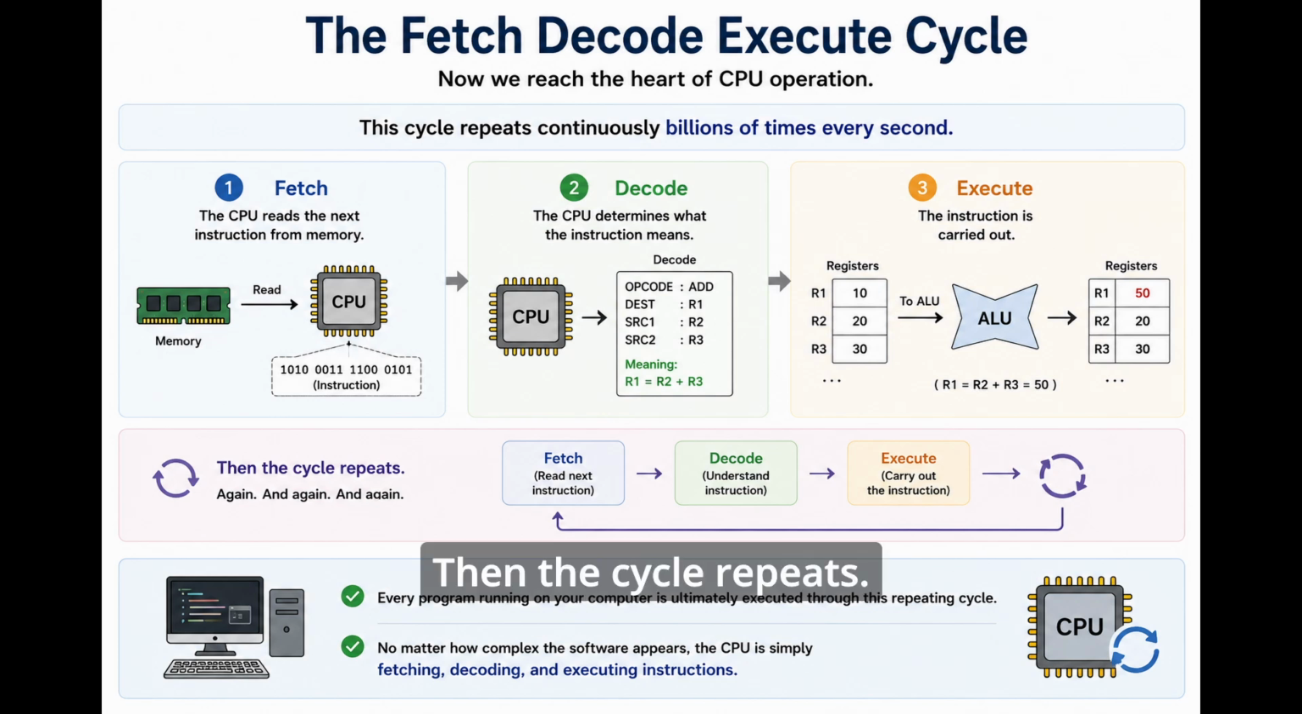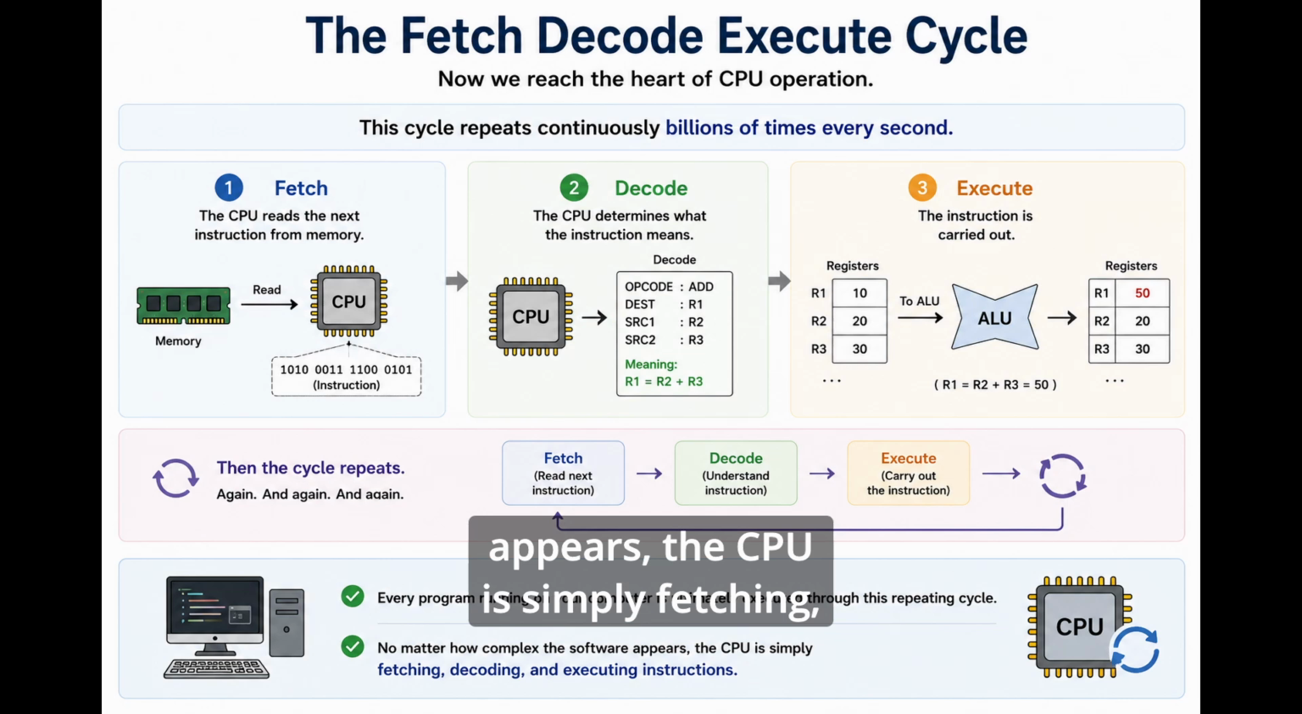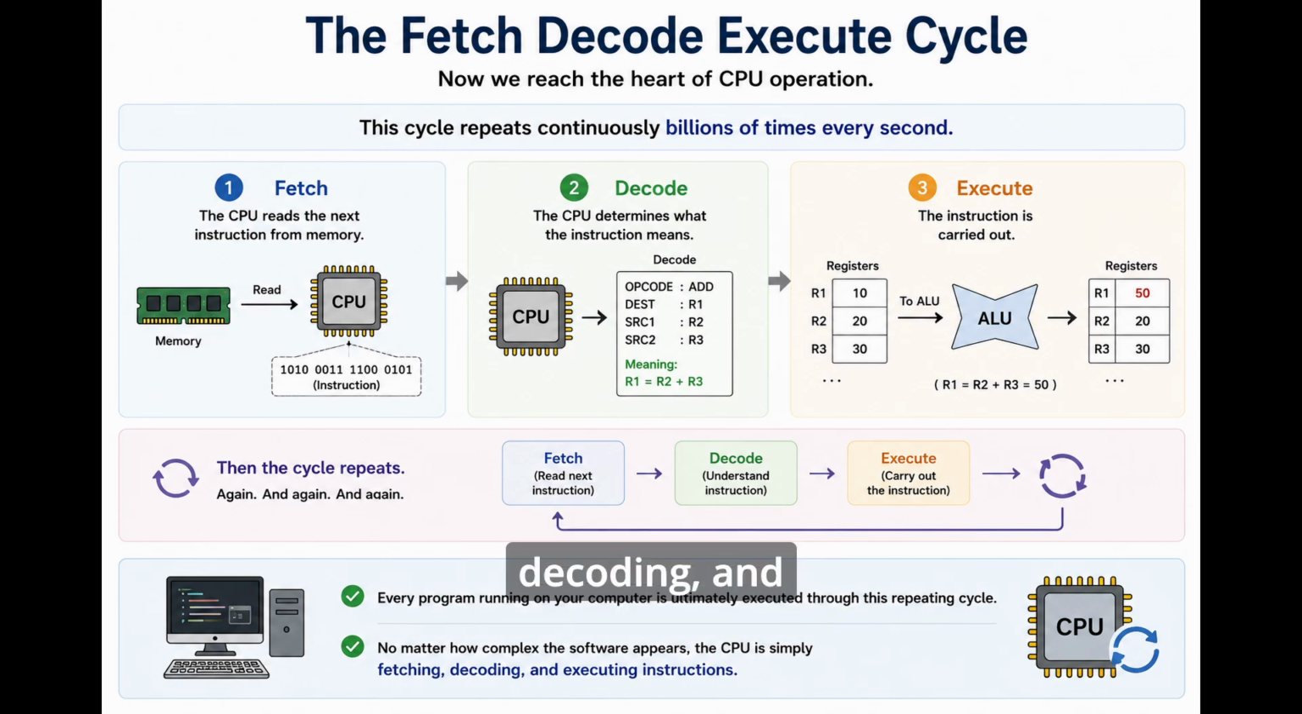Then the cycle repeats. Again. And again. And again. Every program running on your computer is ultimately executed through this repeating cycle. No matter how complex the software appears, the CPU is simply fetching, decoding, and executing instructions.